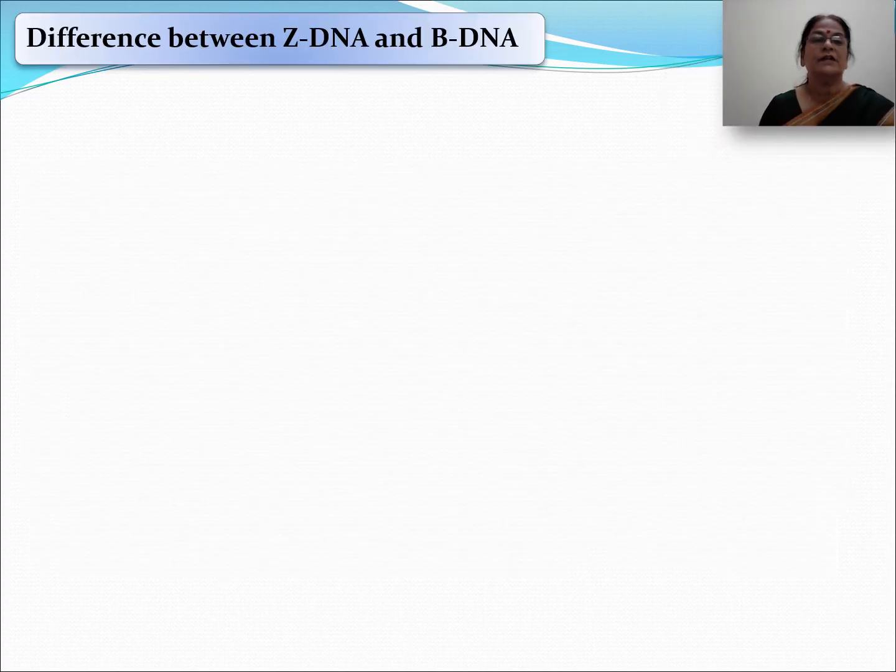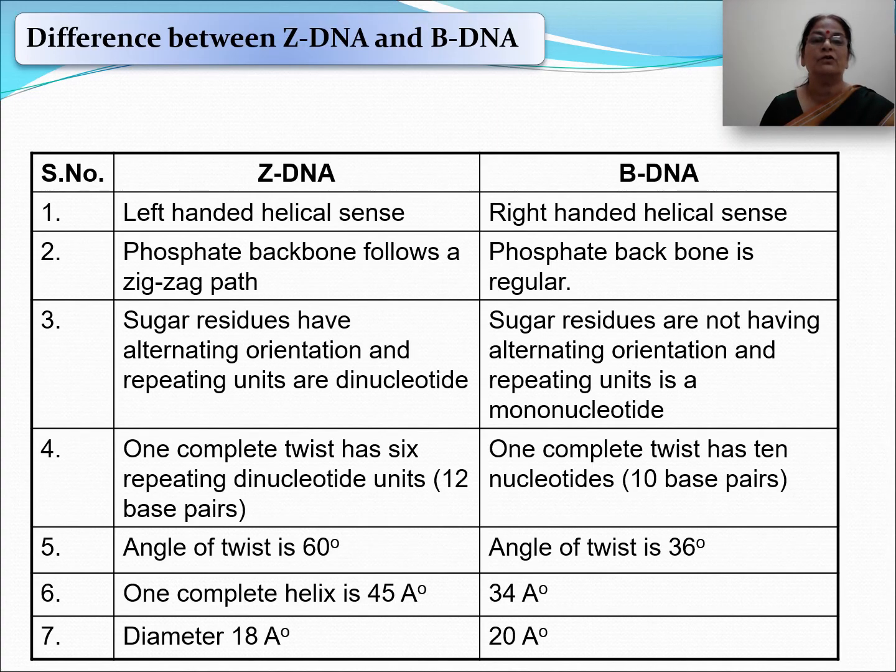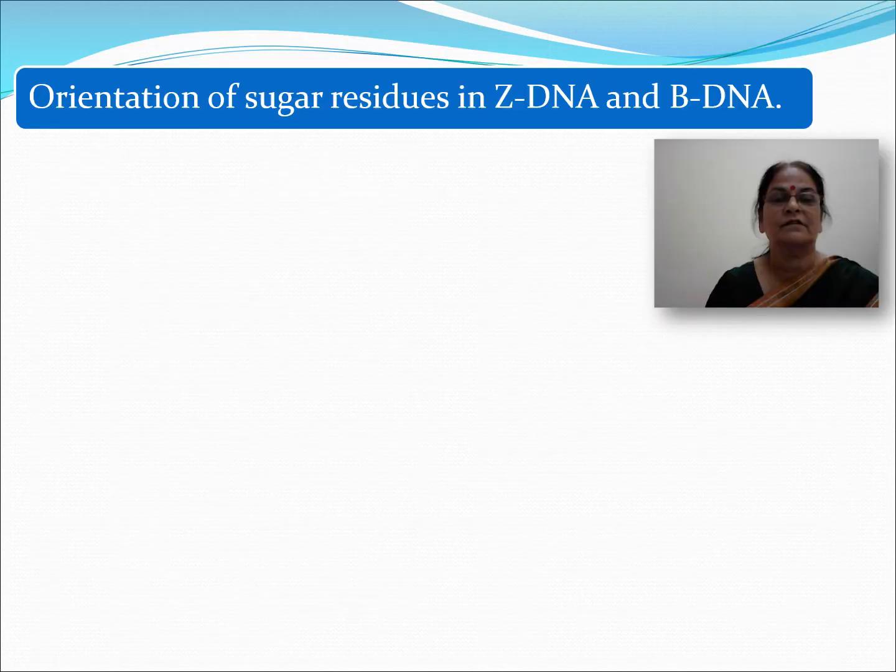अब ये जो डीएनए है, दो डीएनए के बीच का अंतर बहुत इंपॉर्टेंट है, जो zDNA और bDNA फॉर्म्स हैं. zDNA is left-handed helical sense, bDNA is right-handed helical sense, and phosphate backbone follows a zigzag path. ये हम अभी नेक्स्ट स्लाइड में देखेंगे. Here phosphate backbone is regular, they are in one direction. Sugar residues have alternating orientation and repeating units like this.